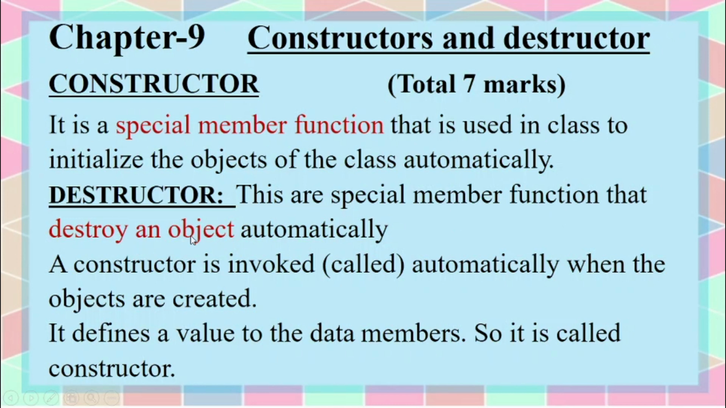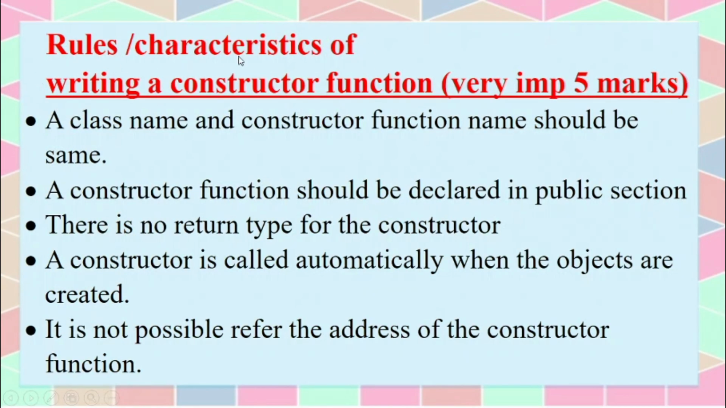And how will these member functions be executed? A constructor is invoked or called automatically when the objects are created. That means in the main program, when we create an object, automatically this member function will be executed. I think when you start doing the program, or when I explain the program, you may understand a little more clearly. Now let us see the rules or characteristics of writing a constructor function.